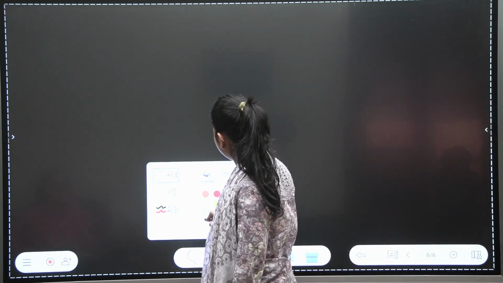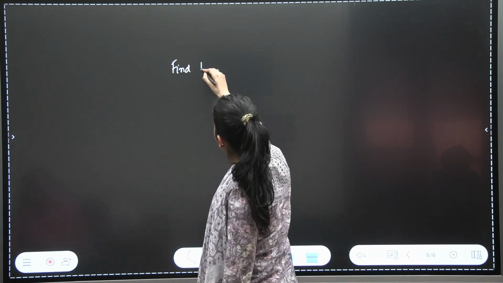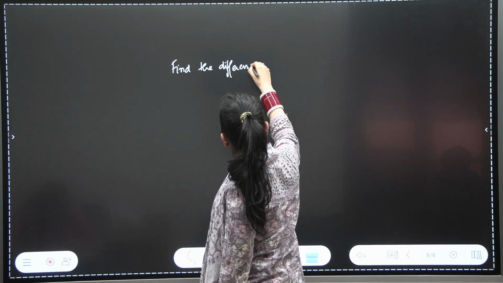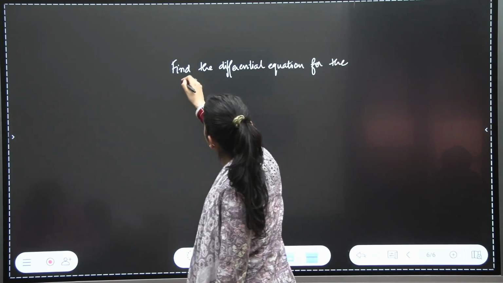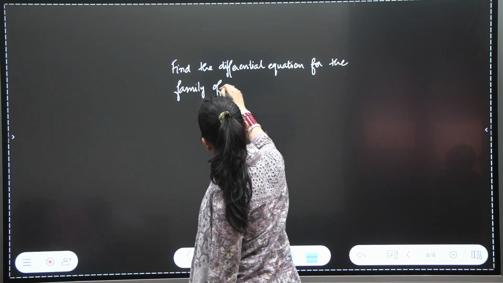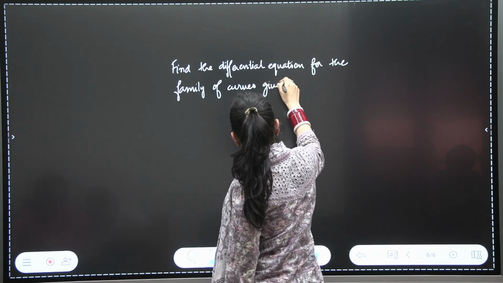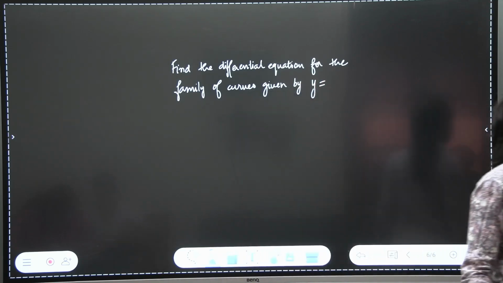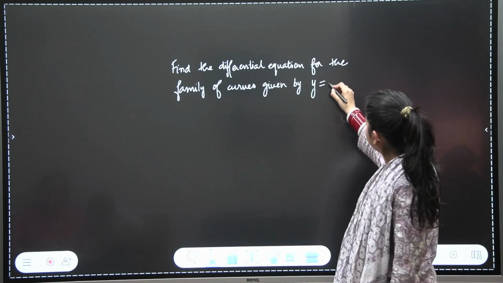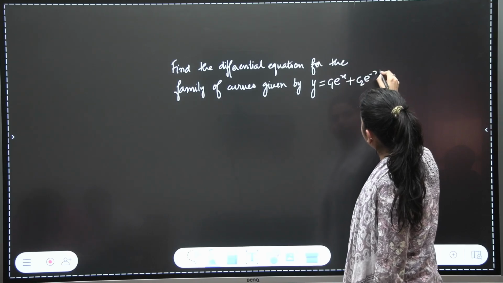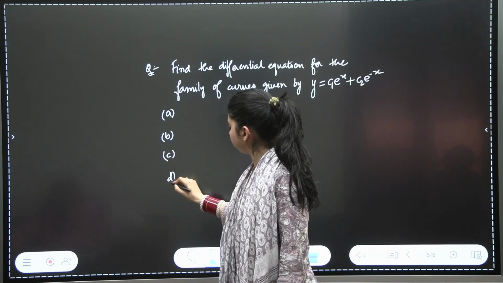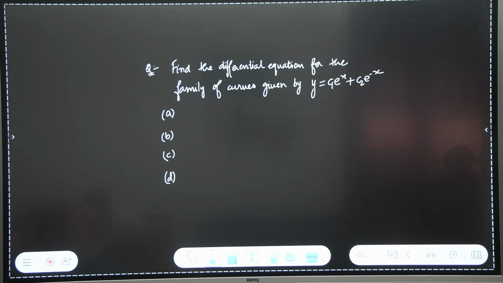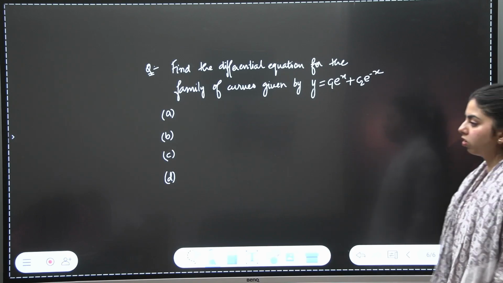Okay, I'll give you a simple question. Can you find the differential equation for the family of curves given by y is equal to c1 e raised to the power x plus c2 e raised to the power minus x? C1, C2 are your two different arbitrary constants.